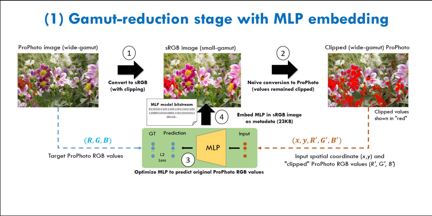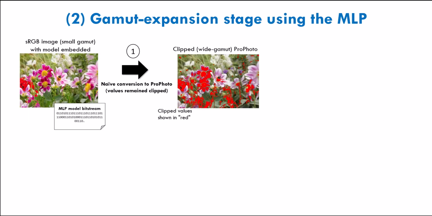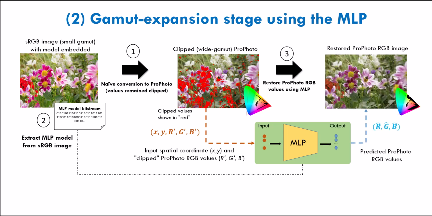The trained MLP can then be embedded inside the sRGB image. During the gamut expansion stage, we apply the naive color conversion from sRGB to ProPhoto. We then extract the MLP. Clip values are processed by the MLP to recover the original ProPhoto values.